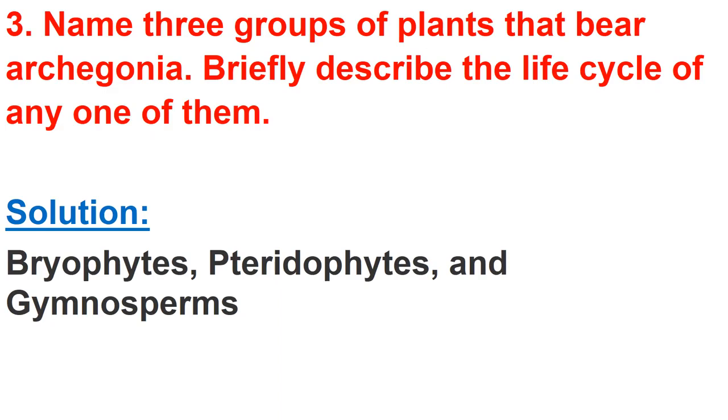NCERT question number 3 I gave as homework. The question is, name 3 groups of plants that bear archegonia. I hope you remember what archegonia are. Just recall it in your mind. So these are the names of the plants: bryophytes, pteridophytes and gymnosperms. These are 3 groups of plants which bear archegonia. The next part of the question is, briefly describe the life cycle of any one of them. So every day we are discussing the life cycle of any one group of plants.